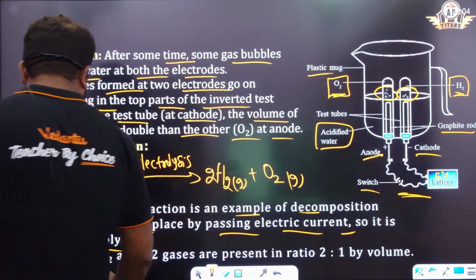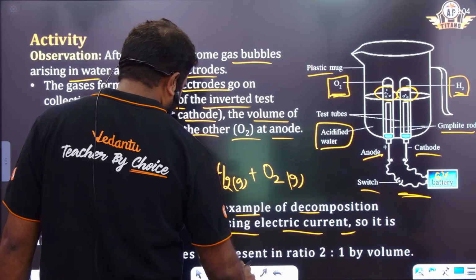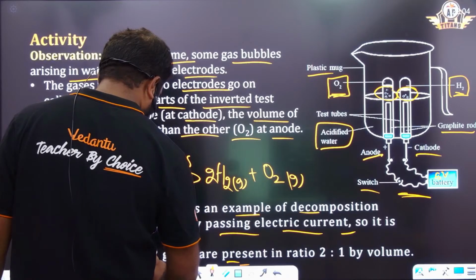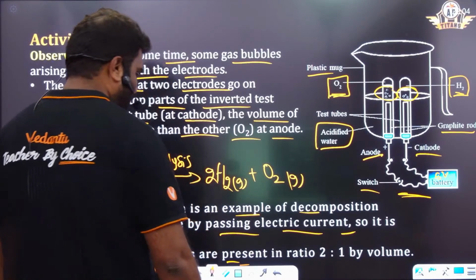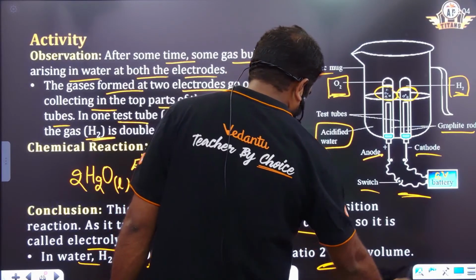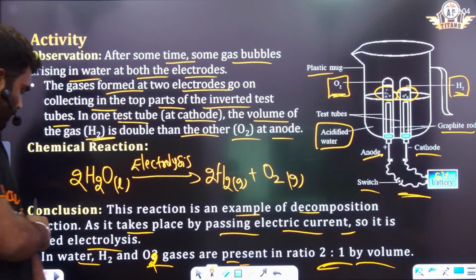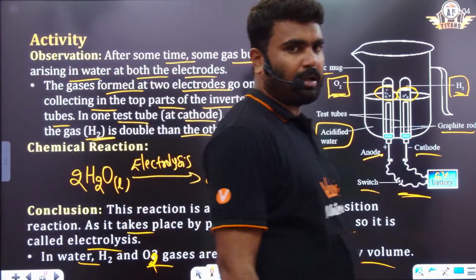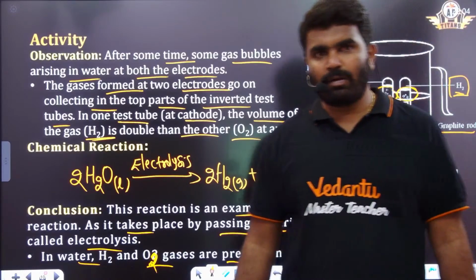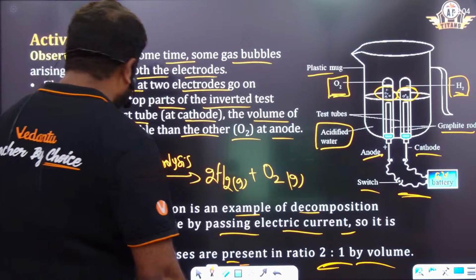Okay. So in water, hydrogen and oxygen gases are present. Hydrogen and oxygen gases are present in a 2:1 ratio by volume, right? So this will be our conclusion for this experiment.